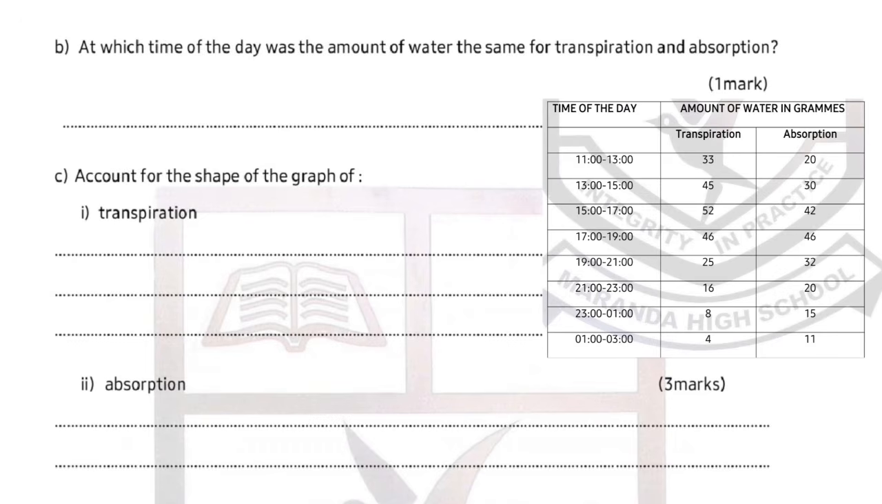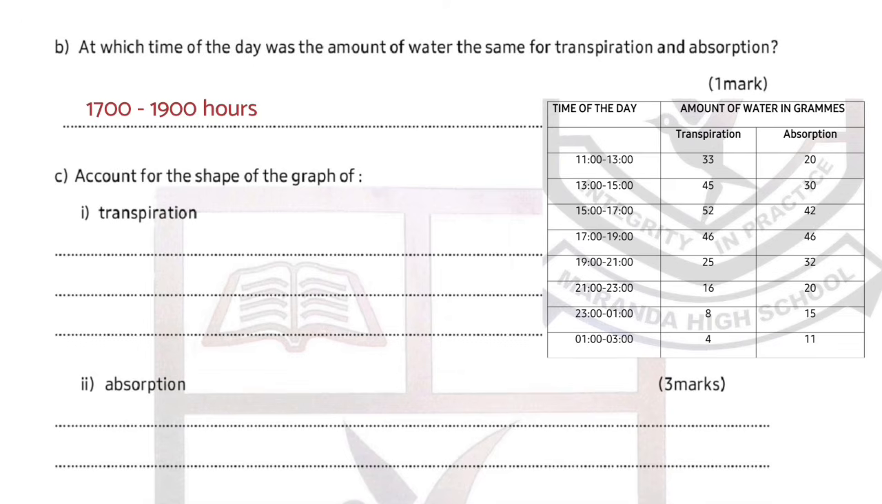Part B. At what point of time of the day was the amount of water the same for transpiration and absorption? Okay, we talked about this, right? So it's going to be between 1700 to 1900 hours.